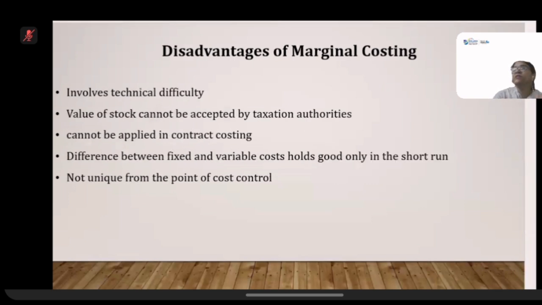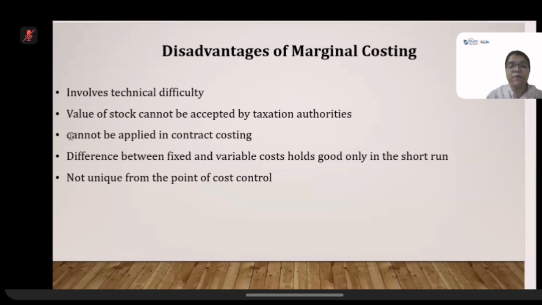Now, since we are only using variable cost, that indirectly comes as a disadvantage also. Why? Because to know the variable cost, you first have to segregate the cost. You have to differentiate that. So that technical difficulty will be there. Also, tax authorities don't accept the valuation of stock done this way, because they want valuation of stock at a higher level. Because when you price out stock at high value, they will get more taxable income.